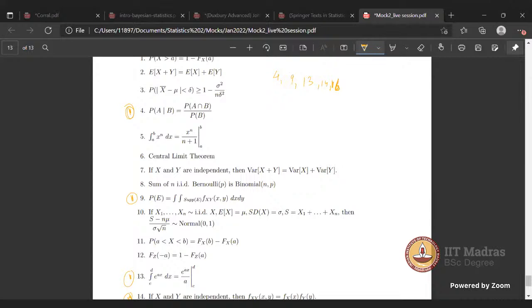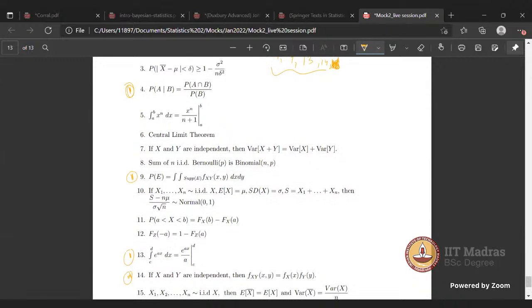Assume that there are 4 correct formulas. Sorry for interrupting, ma'am. The 11th one is also a correct option, right? So we can use the 11th also to solve the question.